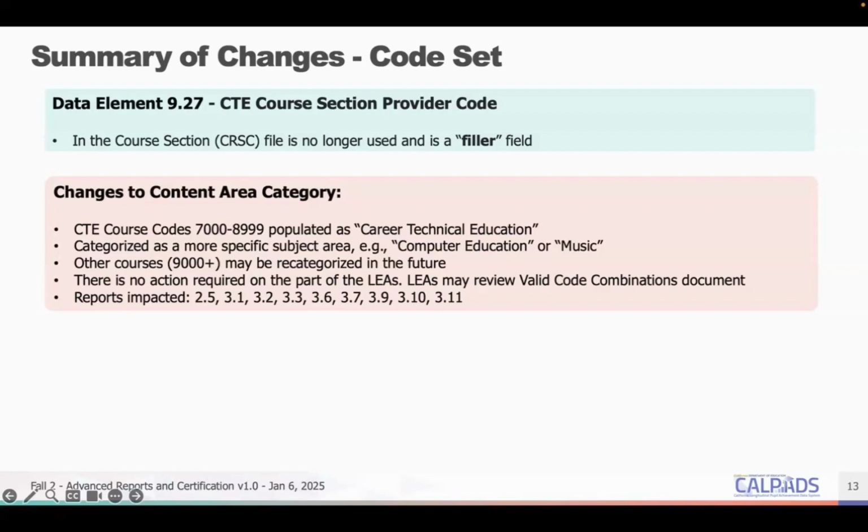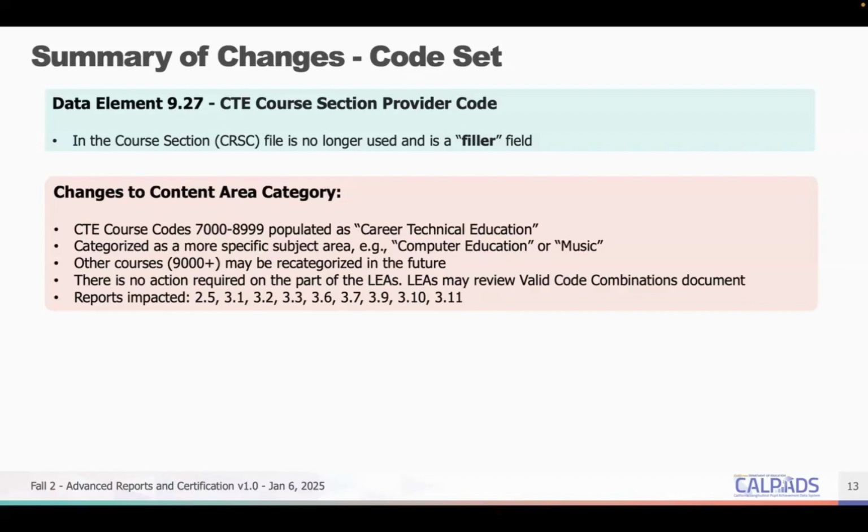Okay, so as far as our code set changes, not too many. The first one is data element 9.27, which is CTE course section provider code field. It's a data element in the course section records. So this information is no longer used. And as a result, the field itself is a filler field now. And anytime, just make a note for yourself, you populate anything in this field moving forward, it will result in the file being rejected upon upload.